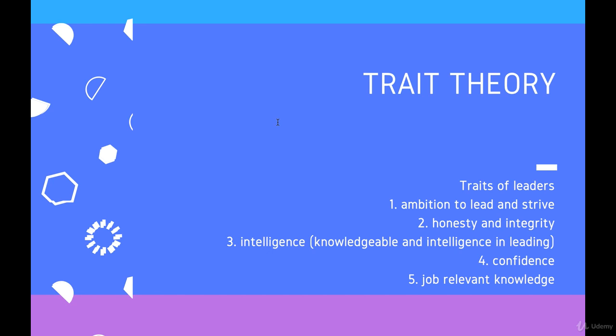Then number 5, job relevant knowledge. Of course, again, this is focusing on the 3rd trait. It is very important that you know what you're doing.